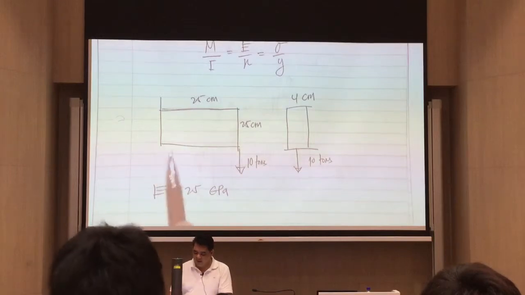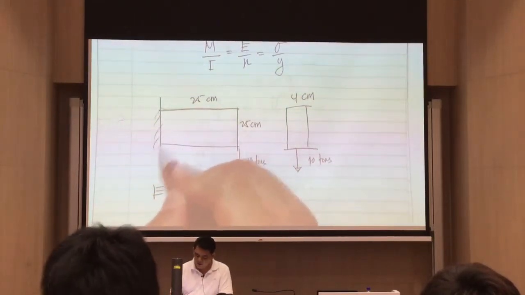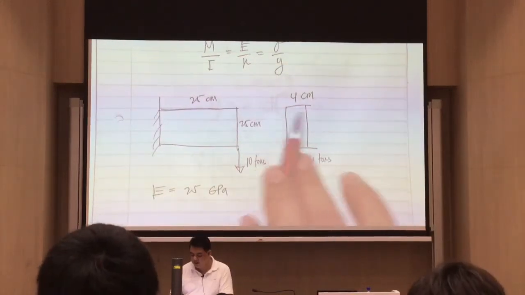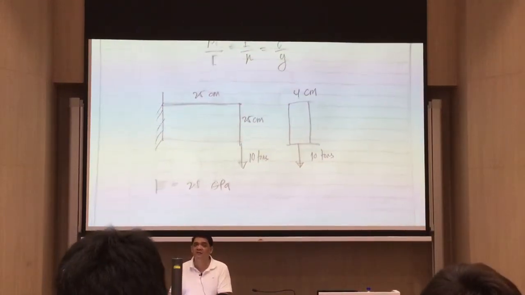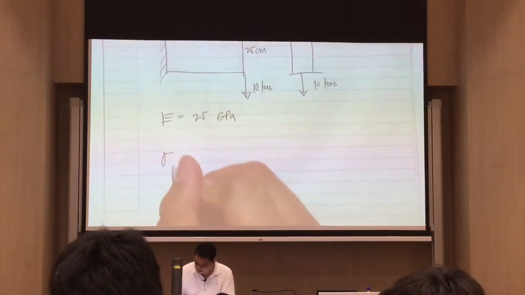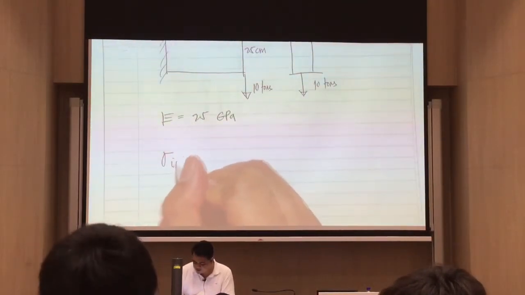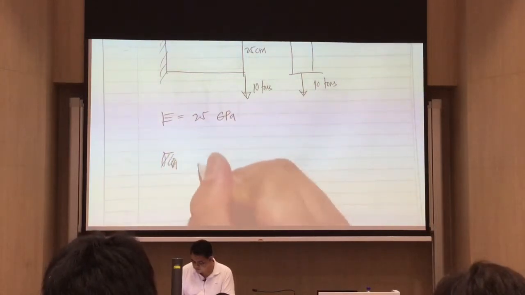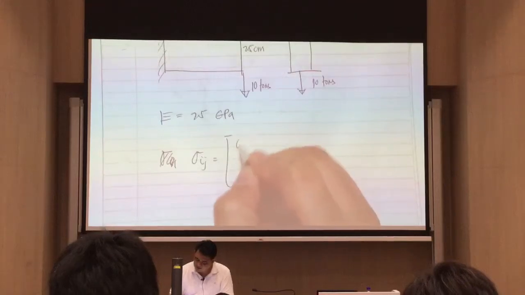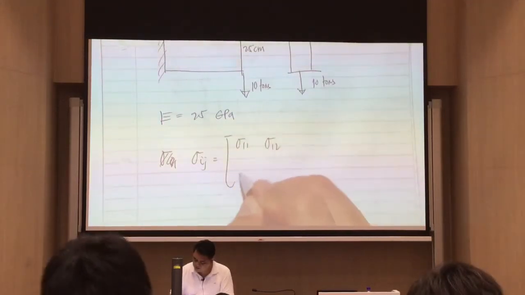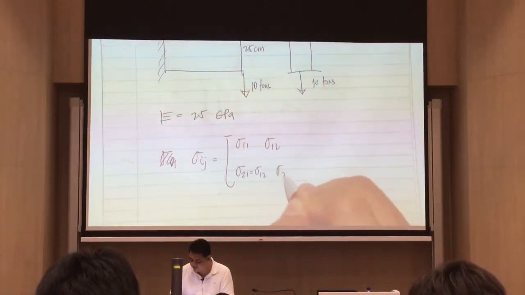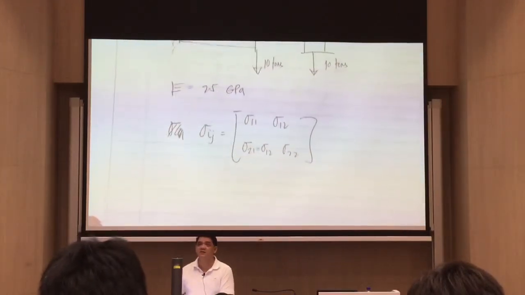So we have a beam loaded 10 tons, and then your cross-sectional area is 4 by 25. So here, this one now is your σij. So this one is σ11, σ12, σ21, which is equal to σ12, and then we have σ22. Yes?